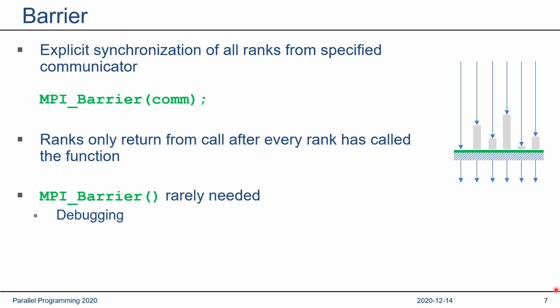In practice, it's rarely needed, mainly for debugging or probably for cases where several ranks write files to the file system and you have to be sure that all of them have been closed until you can go on, things like that. But in real production programs, the need for using a barrier rarely arises.